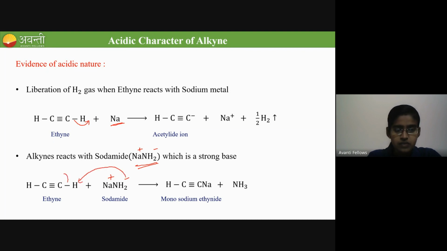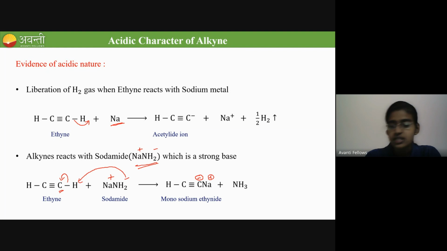So the electrons will move towards the carbon. This alkyne carbon attracts the shared pair of electrons between the carbon and hydrogen bond towards itself. So it gains the negative charge, and the sodium goes and forms the bond. So it is Na+, and NH2 comes out. These two reactions show that alkynes are acidic in nature.